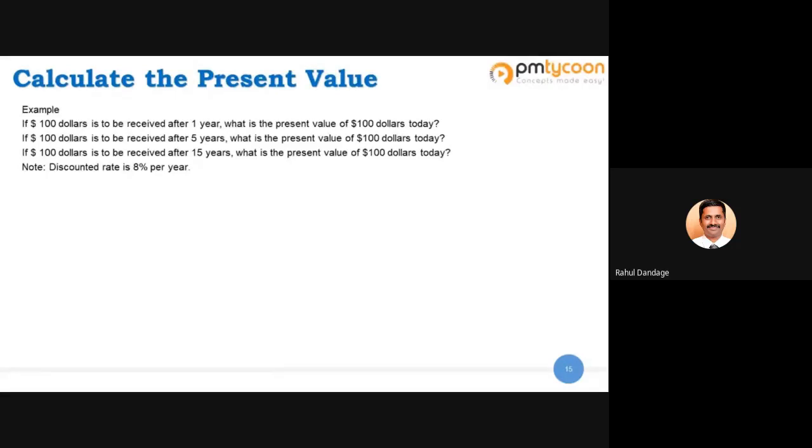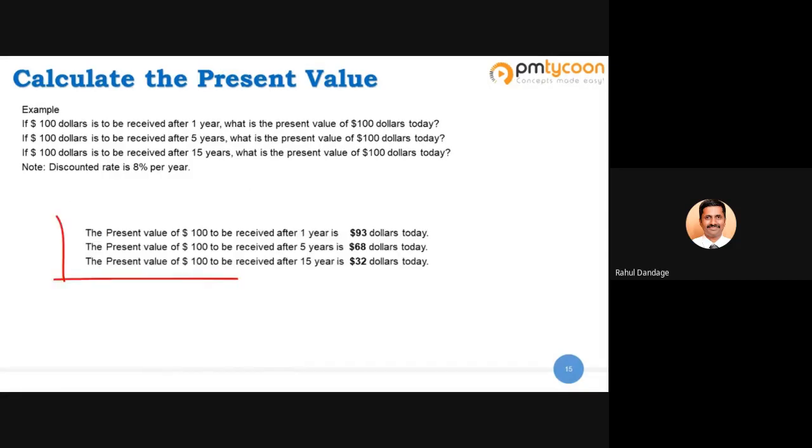We have the time, that is n is equal to 1 for the first year, n is equal to 5 if we have to calculate for the fifth year, n is equal to 15 for 15th year. So the discounted rate is given as 8%, and we need to plug in these numbers into the formula and do the calculations. Now I have done the calculations on the screen here. These are the numbers that I got. You can pause the video and do it yourself and cross-verify if you're getting the same numbers.